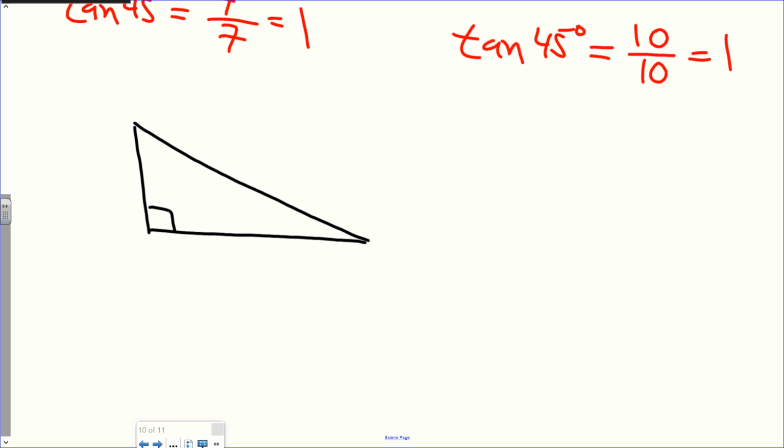Let's pretend that this is 60 degrees. Let's pretend this is 30 degrees. We've got a special right triangle now. Lopez, what's your favorite number?